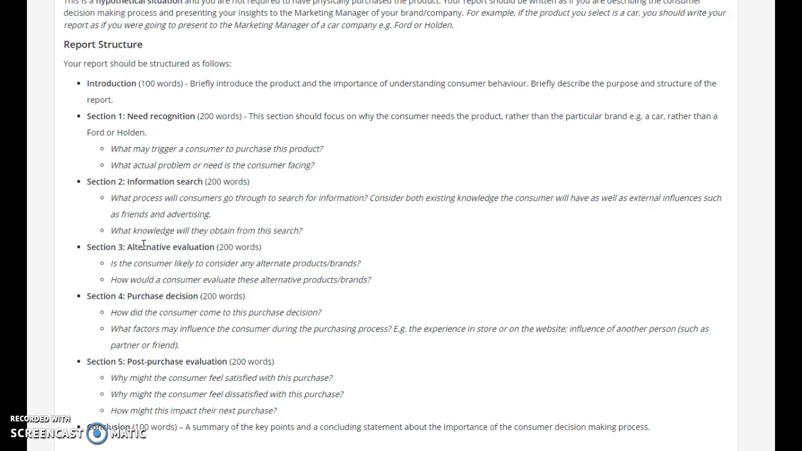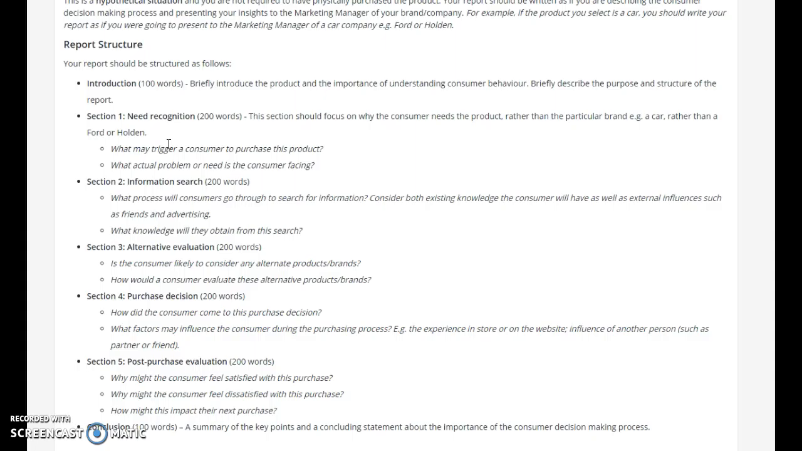So again, if we look at section 1, which is the need recognition, we've got 200 words to explain what need recognition is, okay, and how it comes about, as well as linking it into the theory. So this is where your 35% for your criteria 2 and criteria 3 are going to be focused.